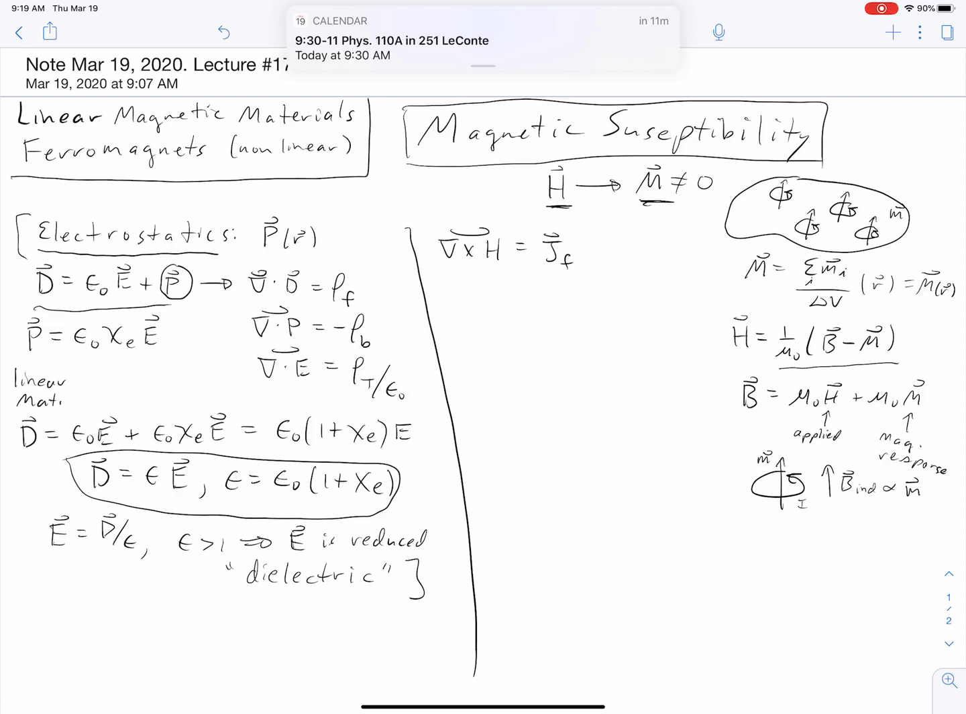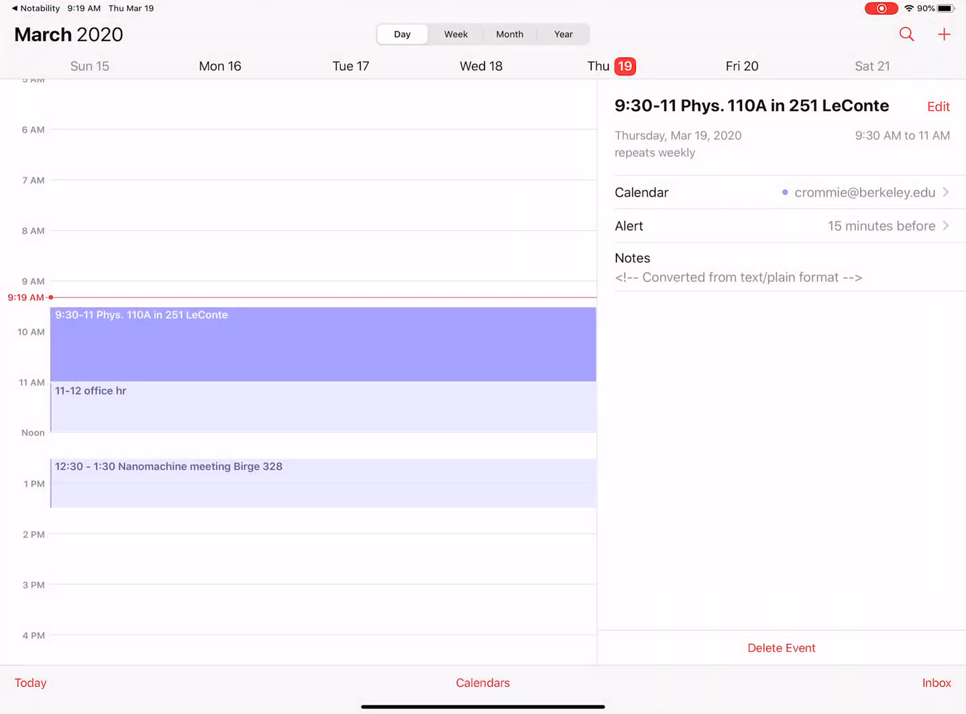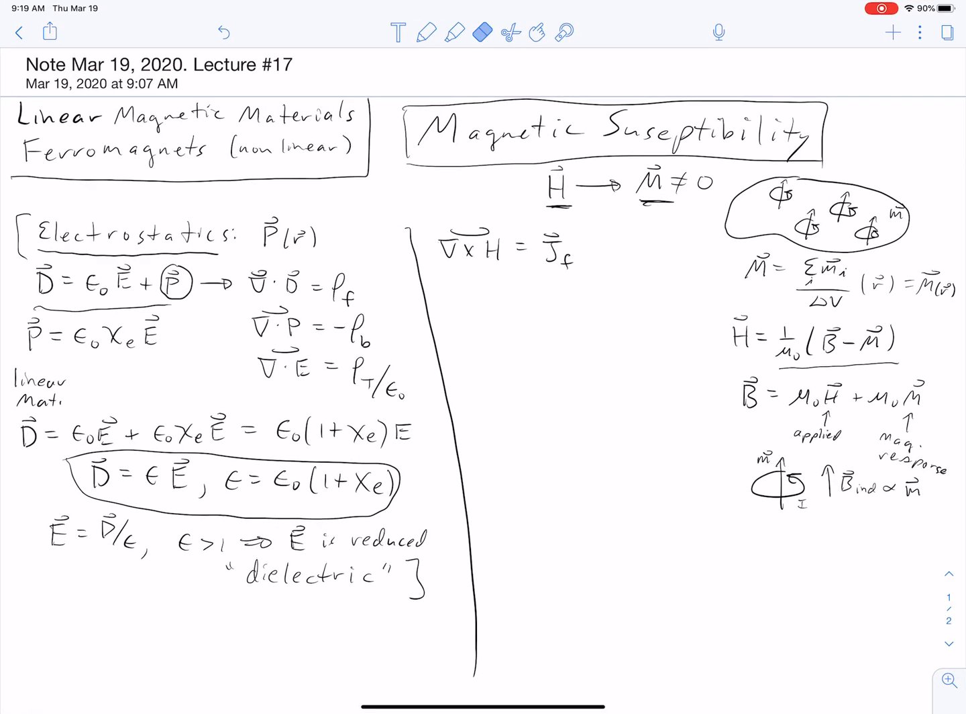And so if there's some B field, I'm sorry, I'm having a little trouble here. Oh yeah, there it goes. I got stuck in the wrong mode.